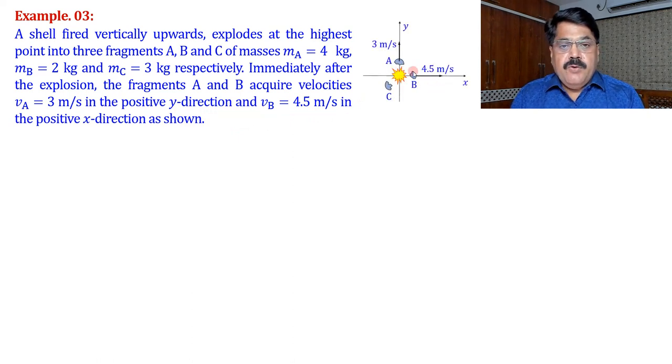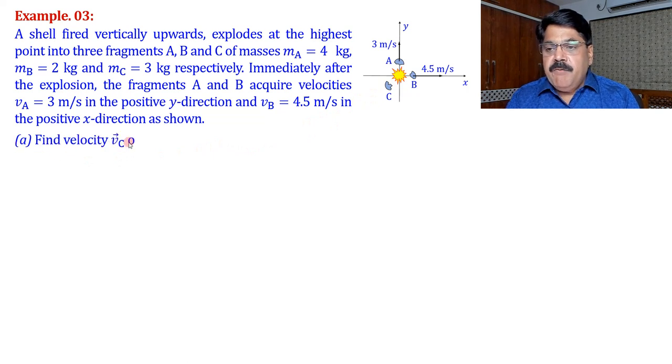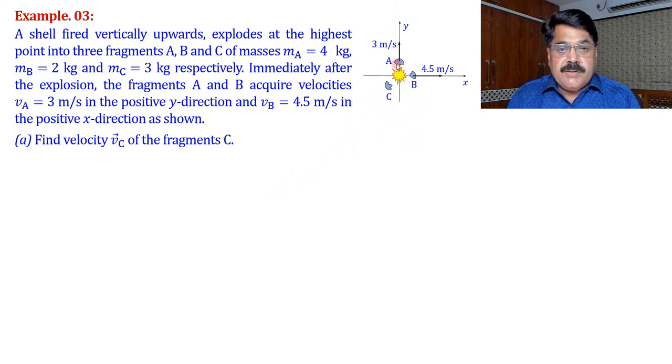The situation is given. Immediately after the explosion, the velocities are shown. Fragment A, which has mass 4 kg, has velocity 3 meter per second in the positive y direction. Fragment B, which has mass 2 kg, has velocity 4.5 meter per second in the positive x direction. And we have to estimate the velocity of fragment C. Part A: find the velocity VC vector of fragment C, in vector form. Components are given in this coordinate system, so we use the same coordinate system. Solution. What can we think?